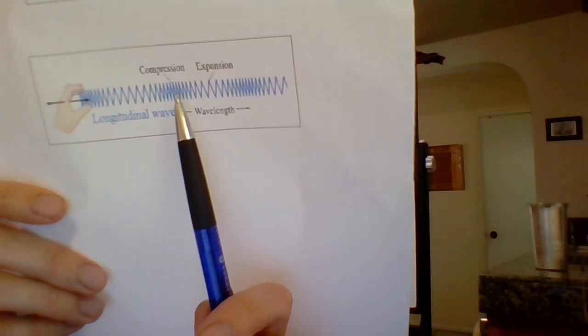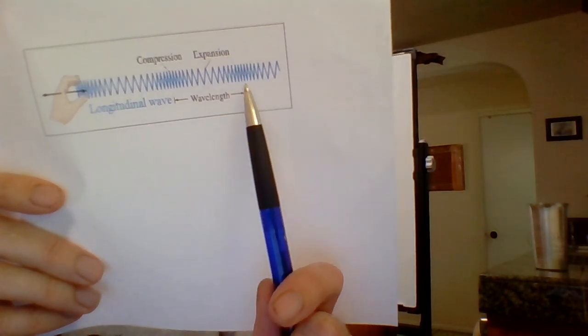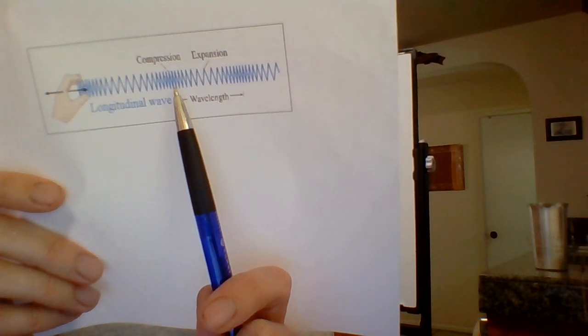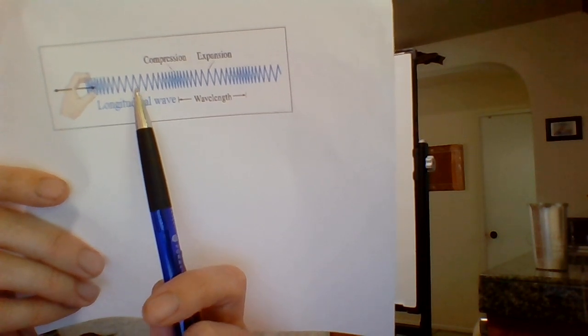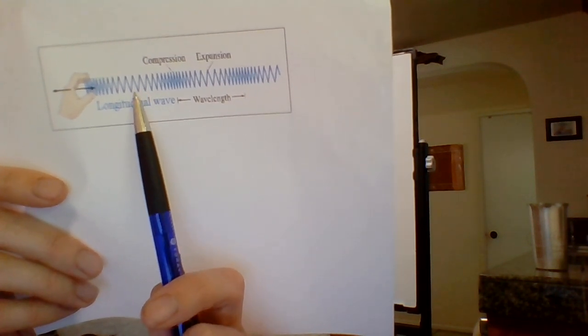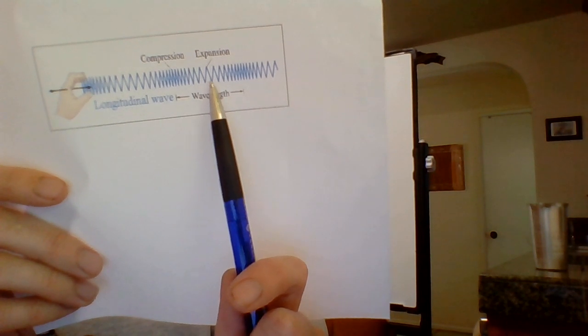With longitudinal waves, it can be the distance between two points that are compressed. So this is one wavelength, from this dark spot to that dark spot. Or it can be the distance between two expanded points. So there's the start of the wavelength, and it would end right there.